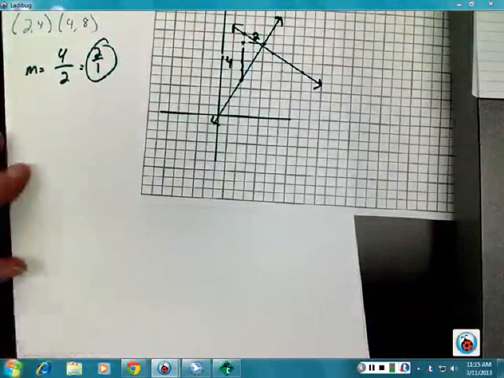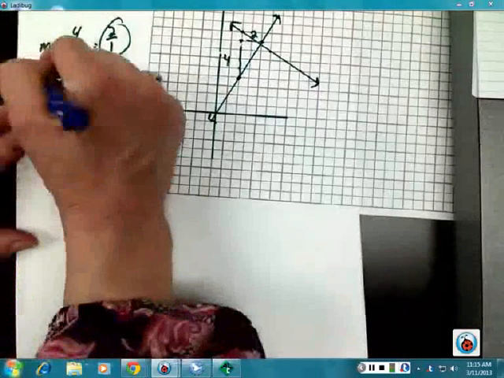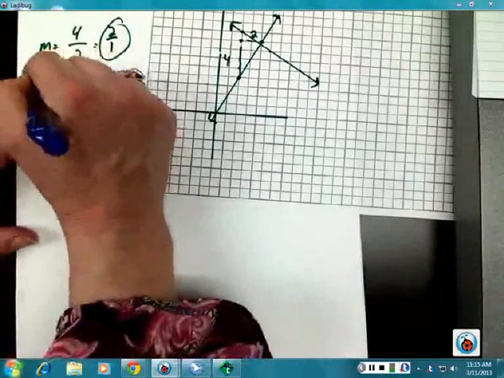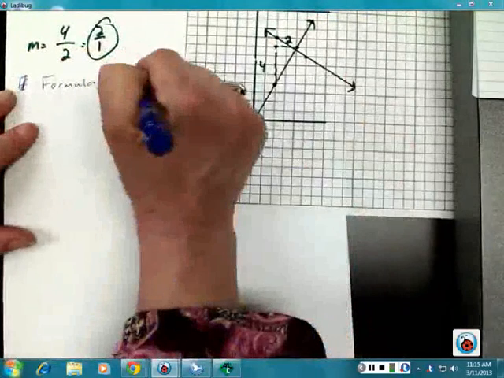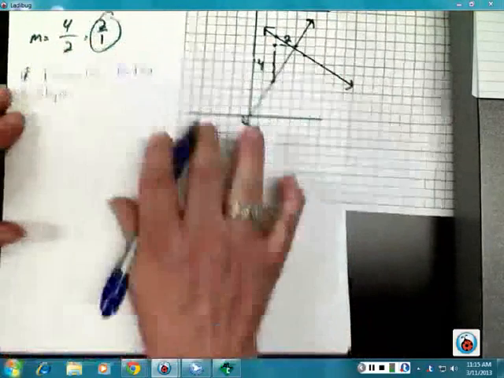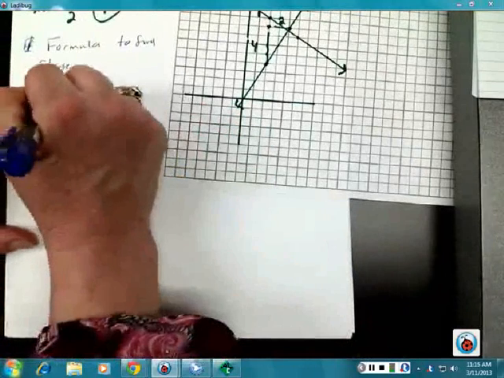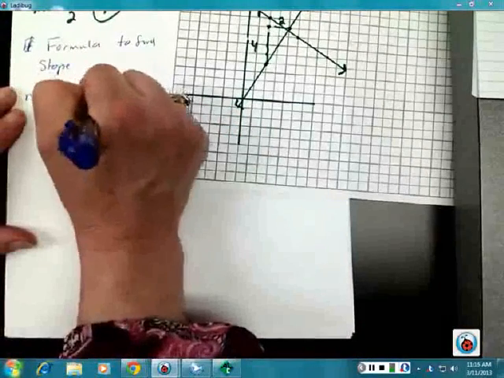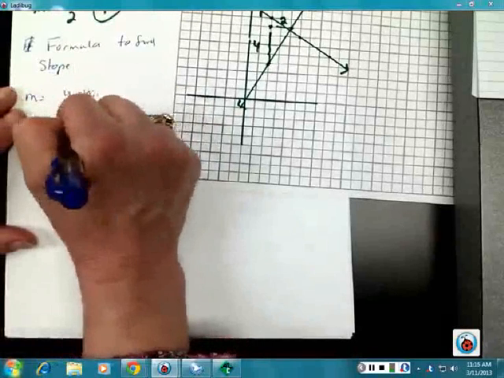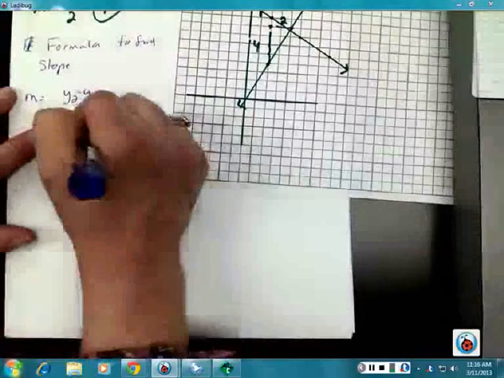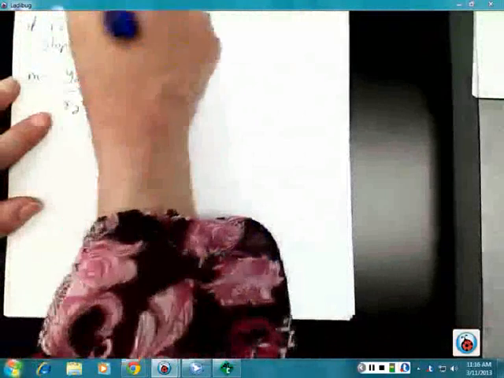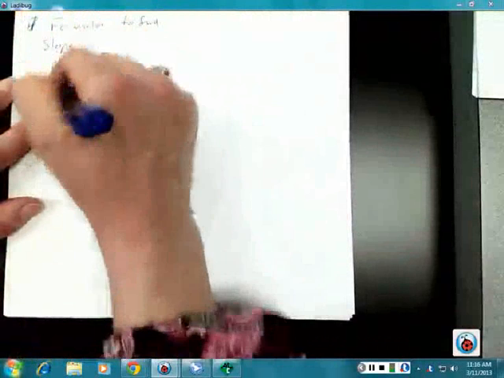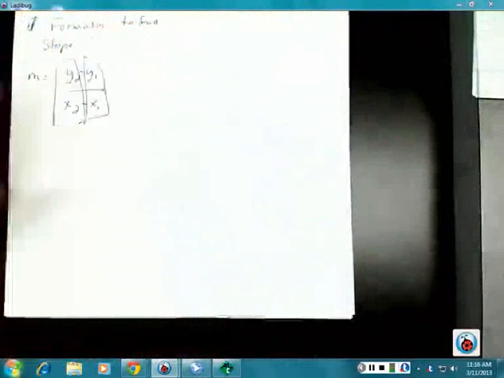Or we can use the formula to find a slope. And that formula is m equals the change in y's, so y2 minus y1, over x2 minus x1, the change in x's. So what would I do? Well, it's plotting in 2 points. So all you need to do is put your points in these locations. That's 1 point, that's the second point.